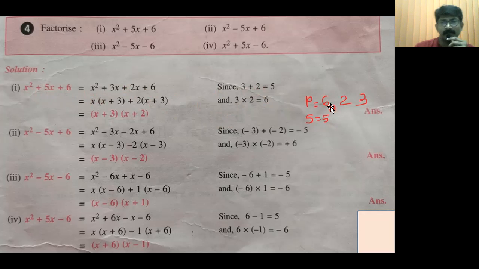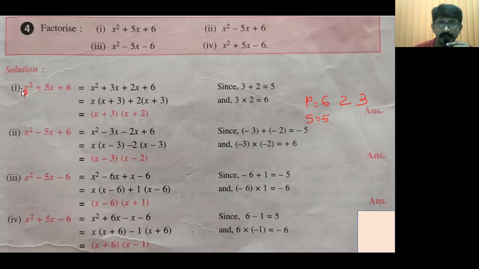So what are the factors of 6? Like 1 into 6 or 2 into 3. Now, if we take the example of 1 into 6, in that case, if we take both positive, then our sum doesn't come to 5. It becomes 7, isn't it? So we're going to take the example like positive 2 and positive 3. Positive 2 into positive 3 will give the product as 6 and the sum positive 3 plus positive 2 is 5.